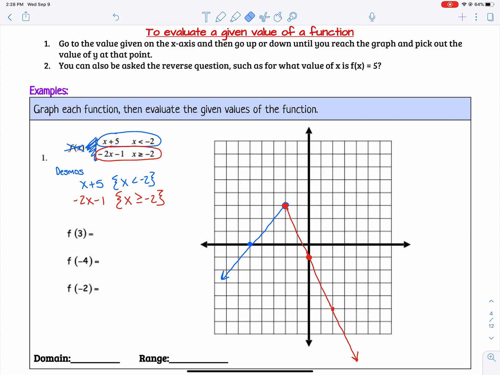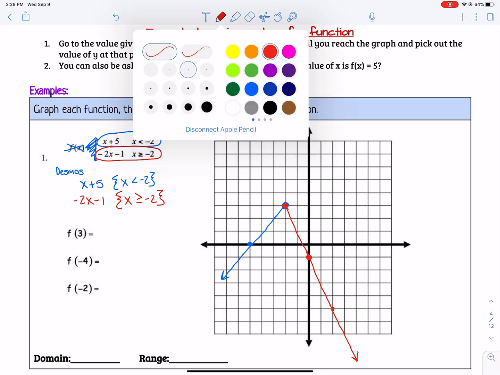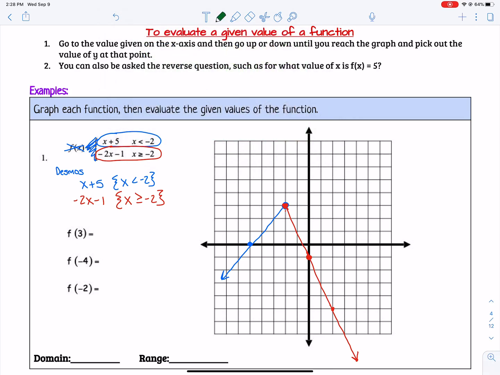In this video, we're going to take a look at evaluating piecewise functions. So when you're given a value like f of 3, what it's asking you is x equals 3. What is the y value at that x value? So if I go over to x equals 3 and I look for my function, I go down to where I've graphed it, and I just need to pick out this y value.